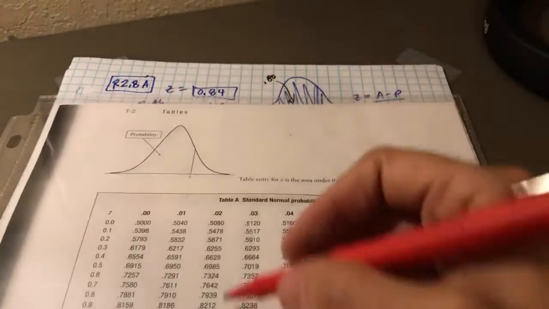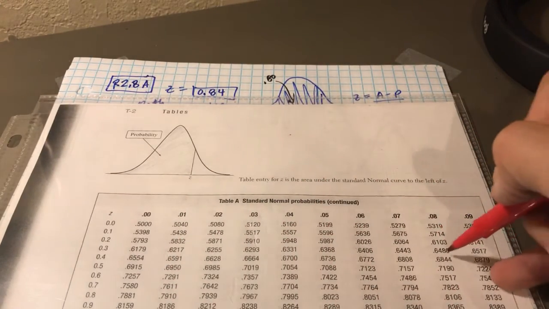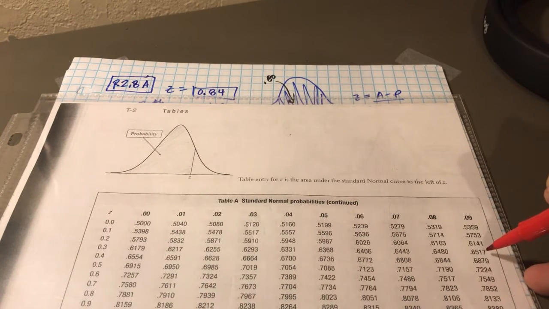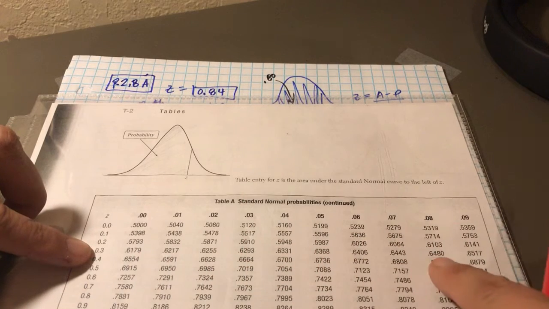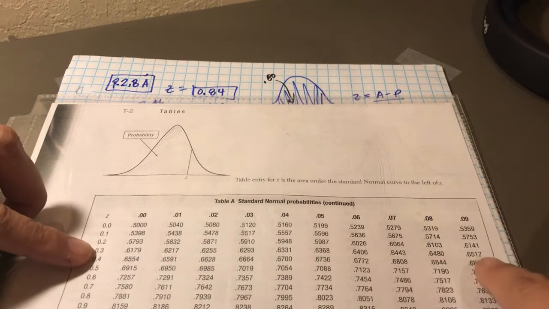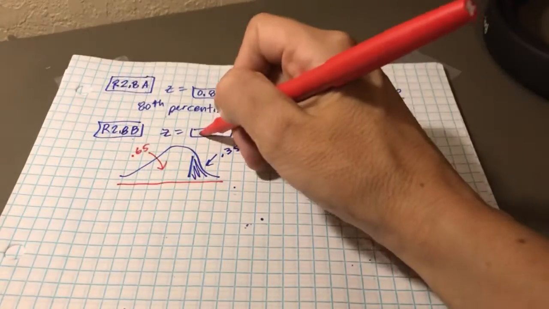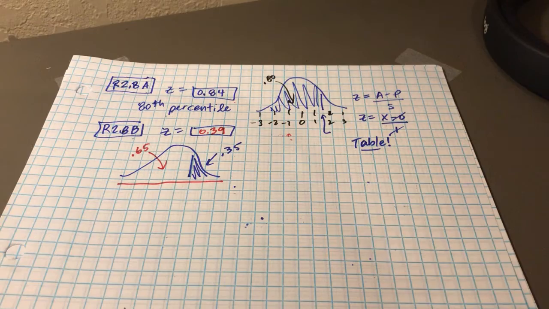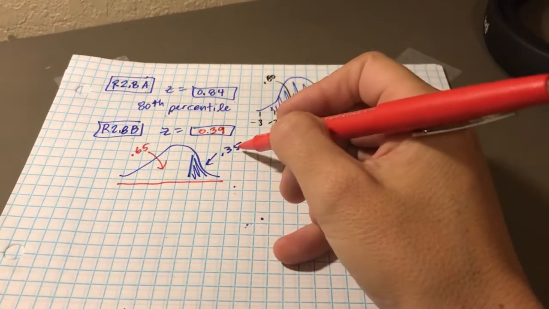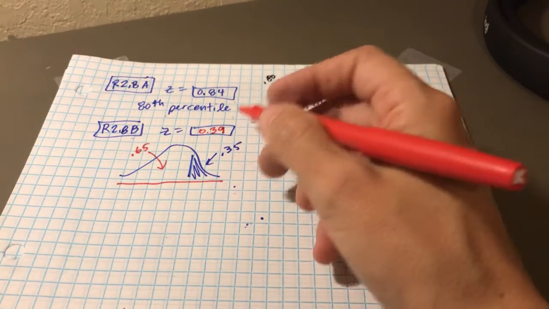And 0.65, 0.65, let's see. Okay, so that one probably looks the closest. So I get 0.3, that's 20 away, that's 17 away. So that's pretty close here. I'm gonna put 0.39. So that's my z-score, such that 35% of the observations from a standardized normal distribution are greater than that.